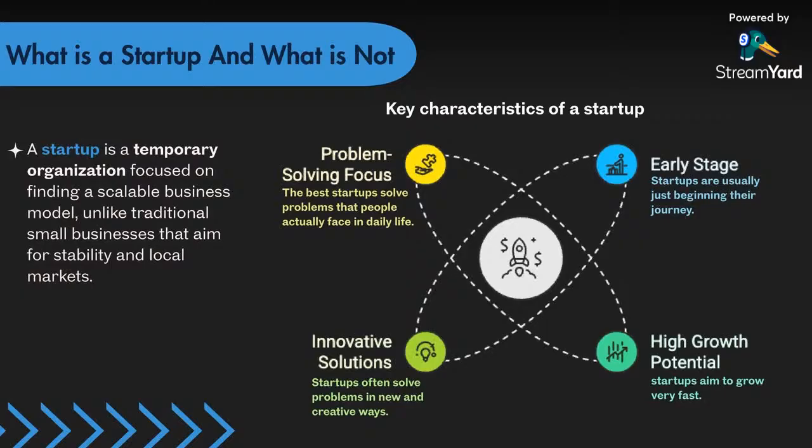So, let's go over some of the key characteristics of a startup. Firstly, they're early stage. Startups are usually just beginning their journey. They might not have a finished product yet, just an idea or a prototype. Secondly, they have high growth potential. Startups aim to grow very fast, unlike small businesses that grow slowly and steadily. For example, Zomato or Ola started small but expanded rapidly to serve millions.